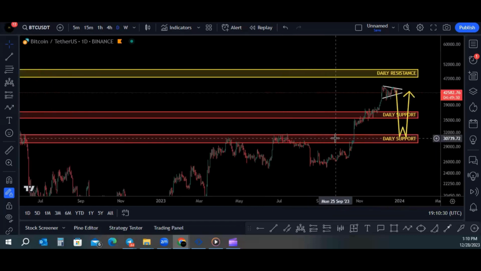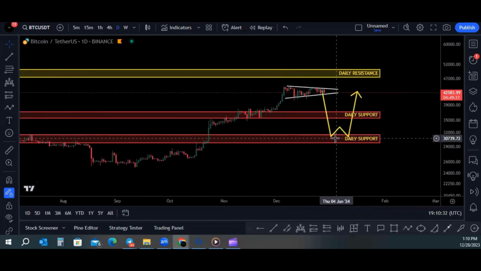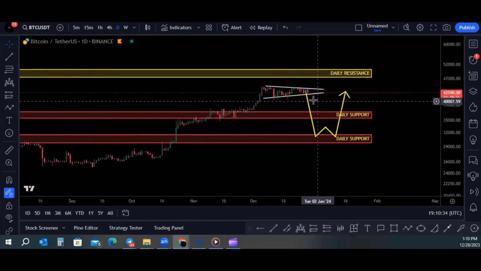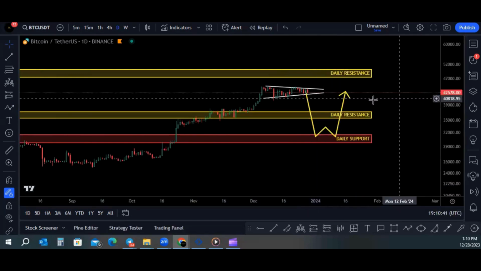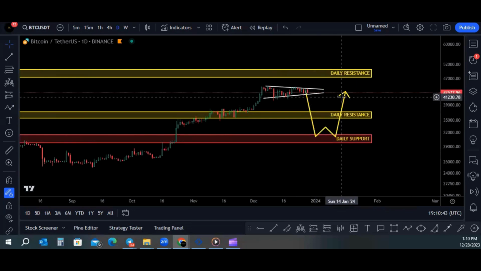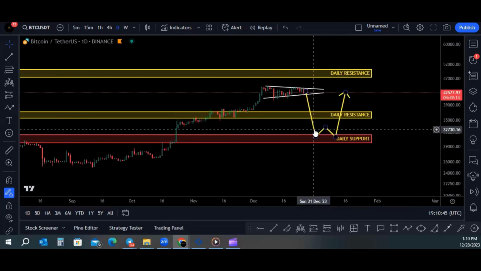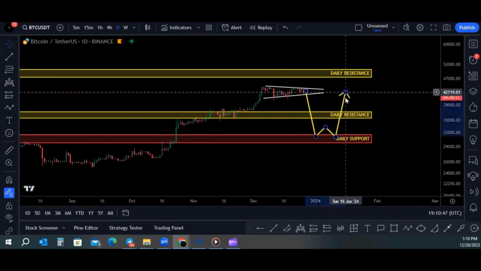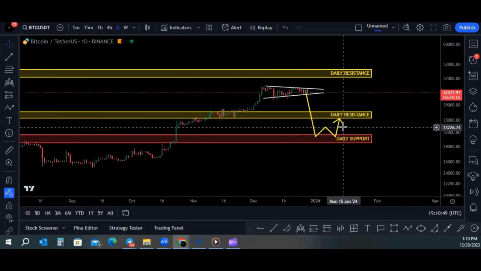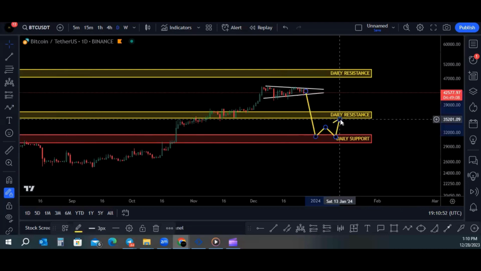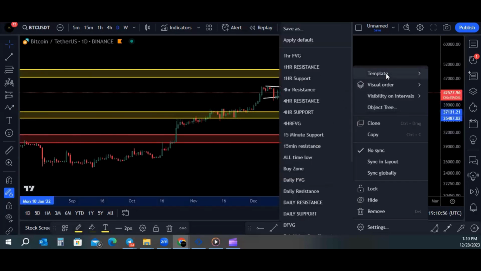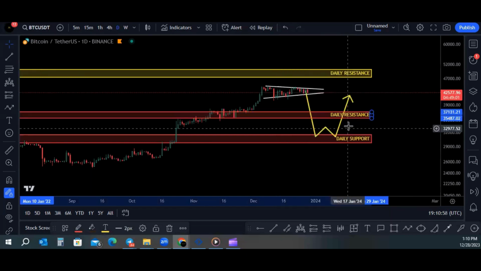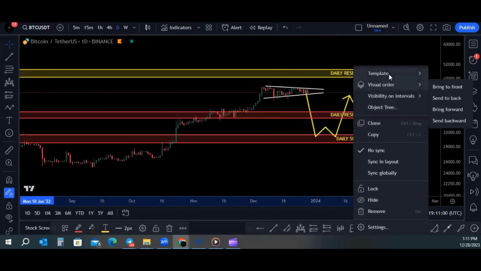So let's take a look and see what this would look like from the flip side. With that being said, this would be turned into a resistance. This would stay support in that case because we broke below it. And so naturally, if price was here, technically it's a resistance, pops up, and then it's support again. Whoops. Daily support.